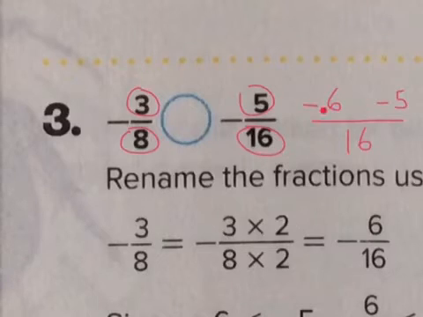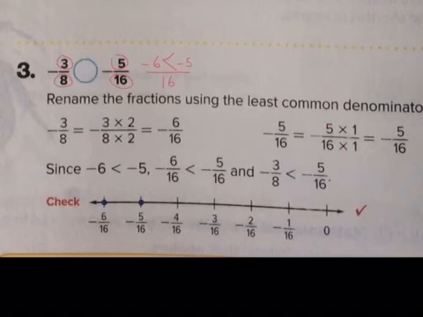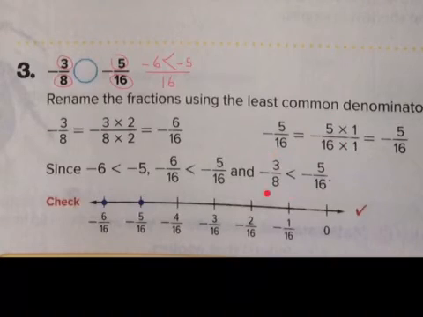Remember, as the negative number gets bigger, it's actually getting smaller in value. So this is a smaller value than negative 5. Negative 5 is closer to 0, which is the direction of a positive number. And when we check it, you can see here that we are correct. But they wrote it in the original way, negative 3/8.